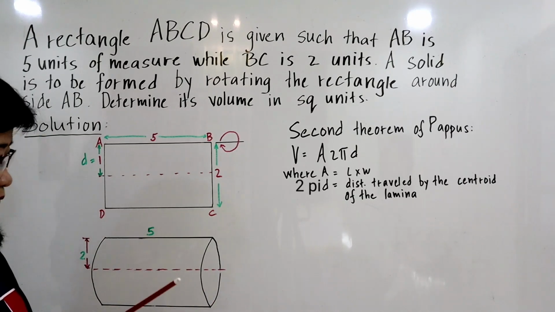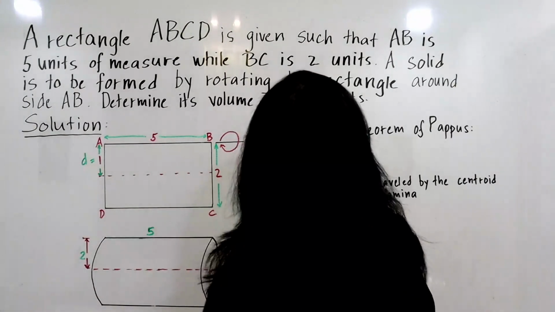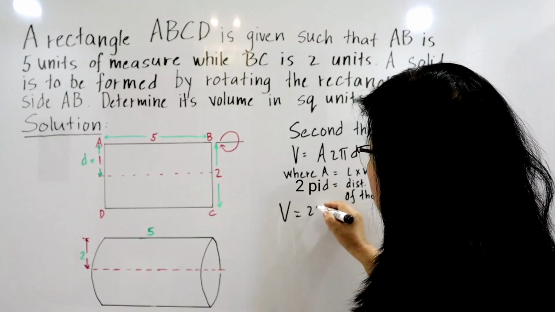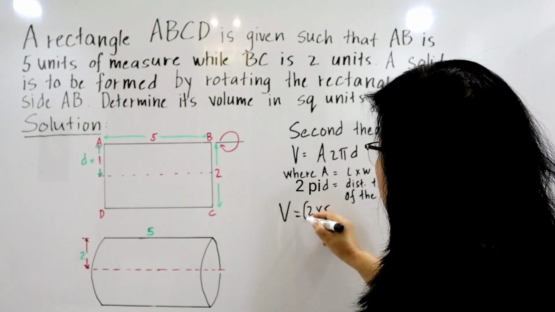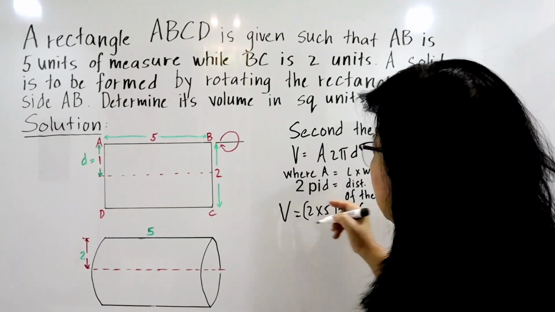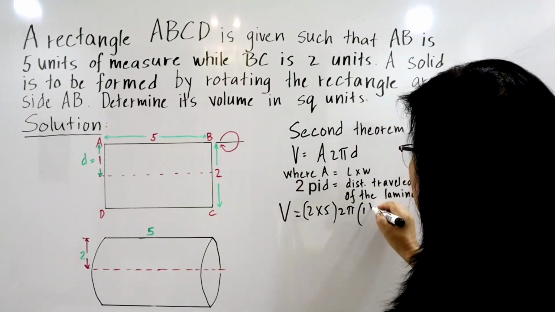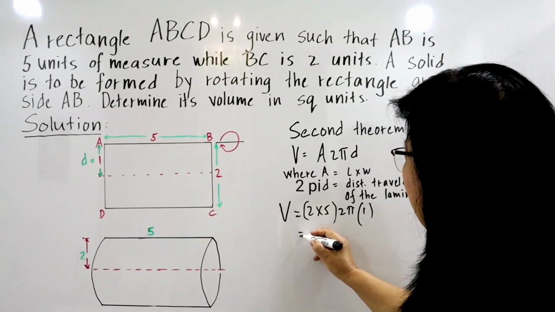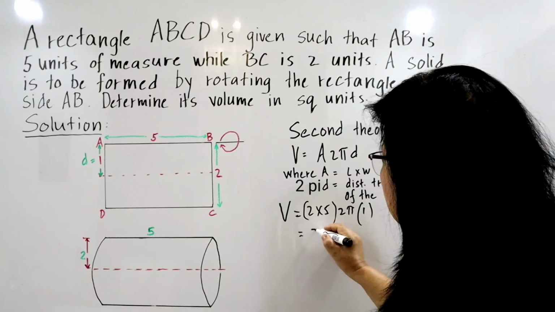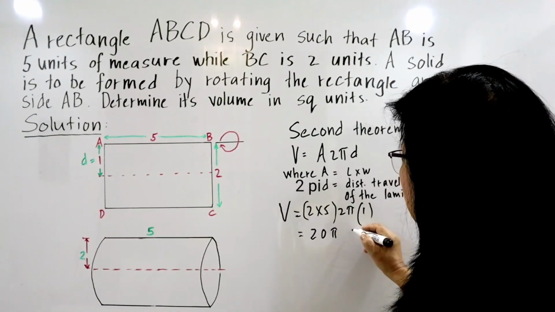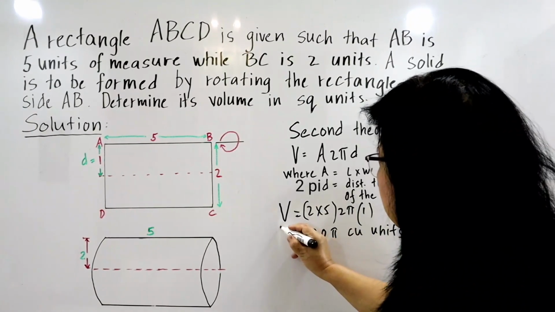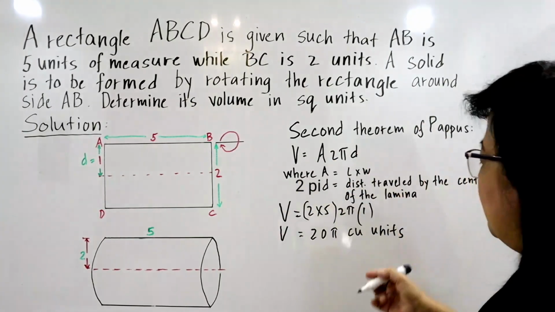Now, the volume therefore is equal to the area of the lamina, which is 2 times 5, multiplied by 2 pi times d, which is 1, the centroid. Therefore, 2 times 5 is 10, times 2 is 20, times 1 is 20, so this is 20 pi cubic units. This is the volume according to the second theorem of Pappus.